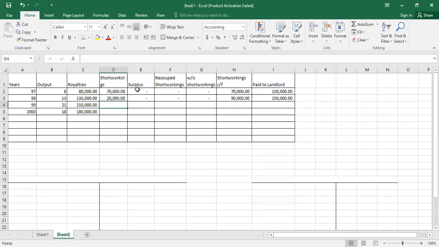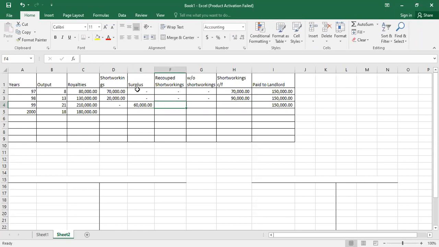90,000. Yeah, we go to the year 1999. We have 210. What are we supposed to pay? Our minimum rate is still 150. Do we have a shortcoming? No. Do you have a surplus? Yes, of how much? Of 60,000, isn't it?